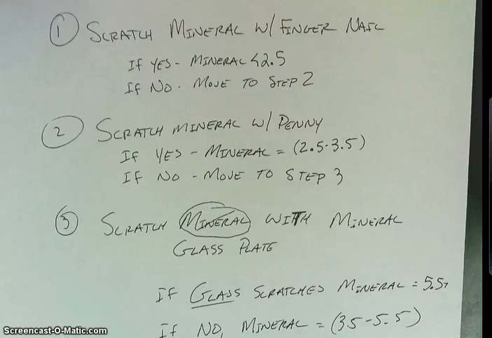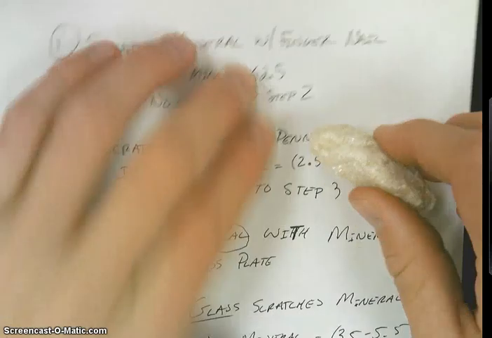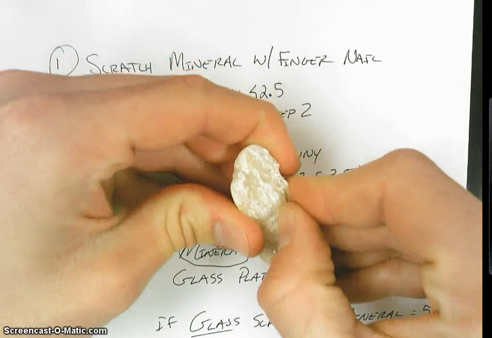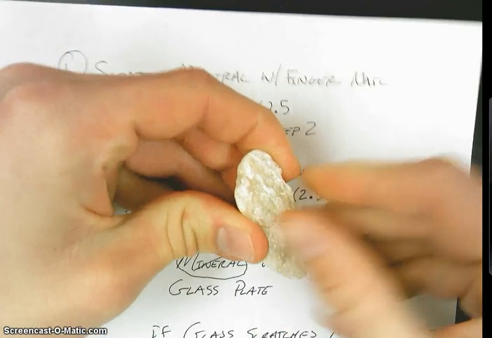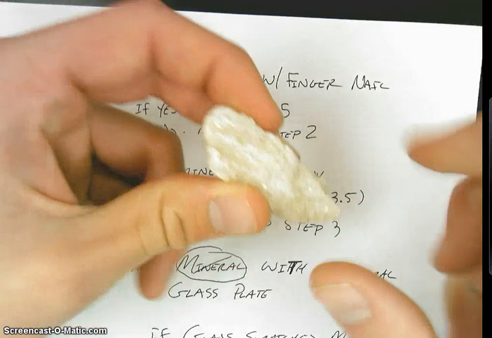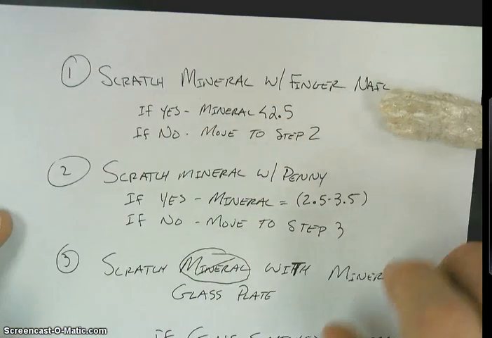Okay, so what I'm going to do is take you through a couple samples just to show you how we would actually come up with the hardness. So step 1, I'm going to take my sample mineral, and like it says, scratch the mineral with my fingernail. As I do that, I notice right away this is coming off on my fingernail. My fingernail is harder than this. That means this mineral is 2.5 or below, so it's less than 2.5.